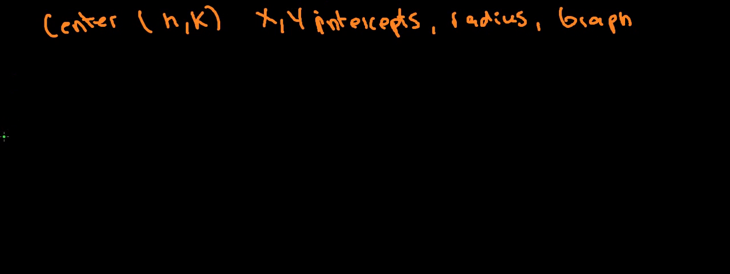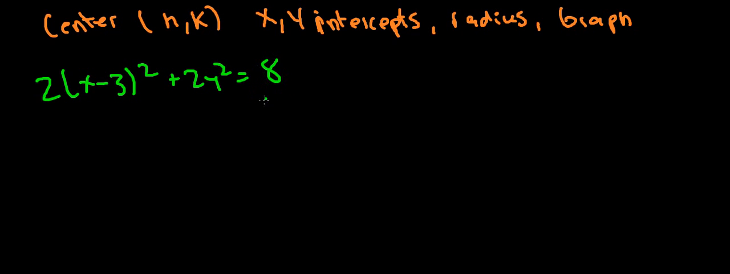So my first circle is going to be 2 times (x minus 3) squared plus 2y squared is equal to 8. So the first thing I've got to do is divide out by 2 to get rid of all this stuff in front.